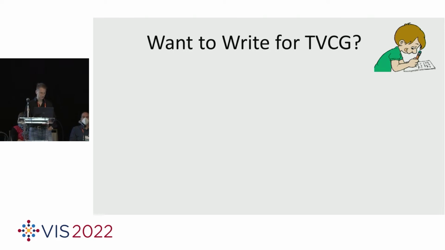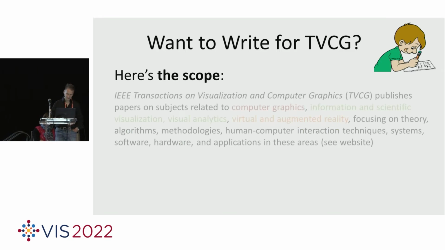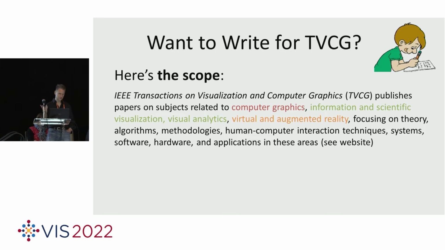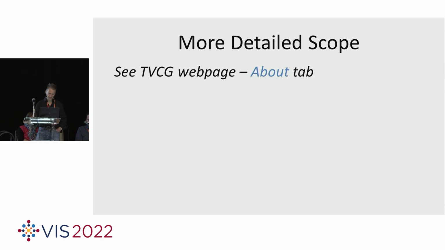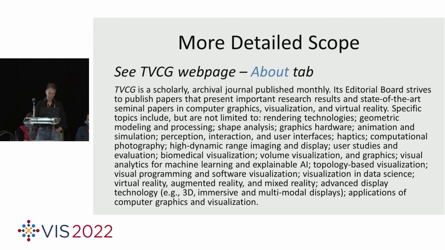If you want to write for TVCG, here's the scope: computer graphics, information and scientific visualization, visual analytics, and virtual and augmented reality. So it's a mix. Some papers even bridge these areas, and then they sometimes choose where they want to be presented. We don't really accept computer vision papers that work only on images, but we're pretty open to 3D computer vision and things like this. It's a really big area that we cover.